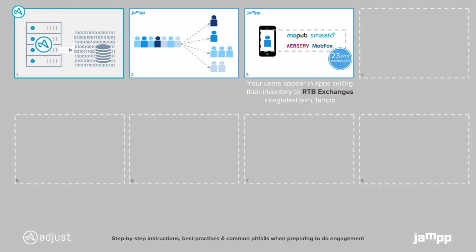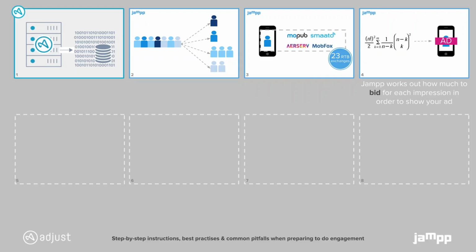Jampp is integrated with 23 RTB exchanges globally, and that gives us enormous reach and the potential to get in front of your users. The hard bit is knowing how much to bid on every auction. So to do this successfully, you need to sift through a mountain of data and then accurately predict what each user is worth. And you can imagine how technically challenging this process is, as the entire auction lasts probably less than 80 milliseconds.